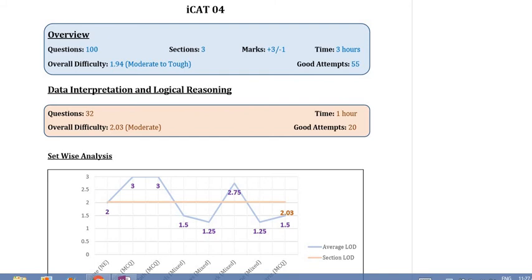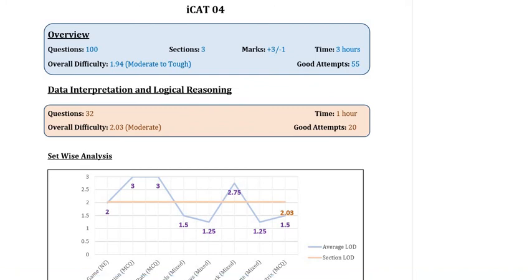So first, as we said, this was a moderate to tough mock, as you can see here, with an average difficulty of close to 1.94. Now what does this 1.94 indicate? It indicates that if the difficulty level per question is mapped at 1 to 3 on a scale of easy to difficult, then each question would have had an average difficulty level just below 2 or just below moderate. Just to give you a perspective, the actual CAT has been rated somewhere around 1.9 to 1.95.